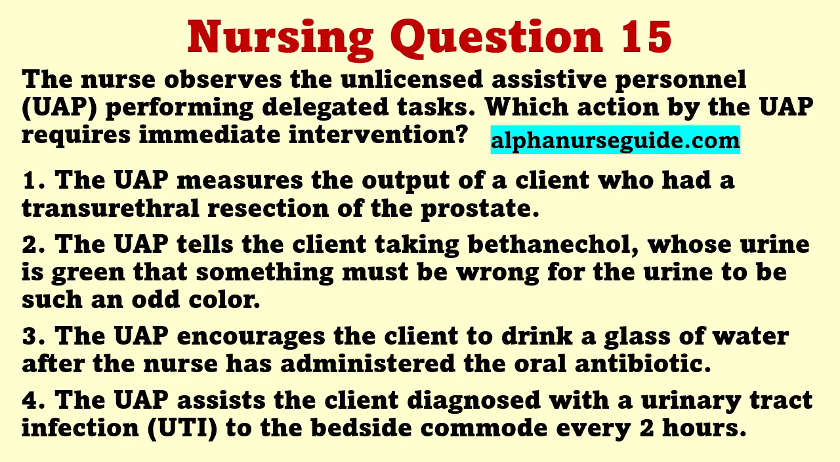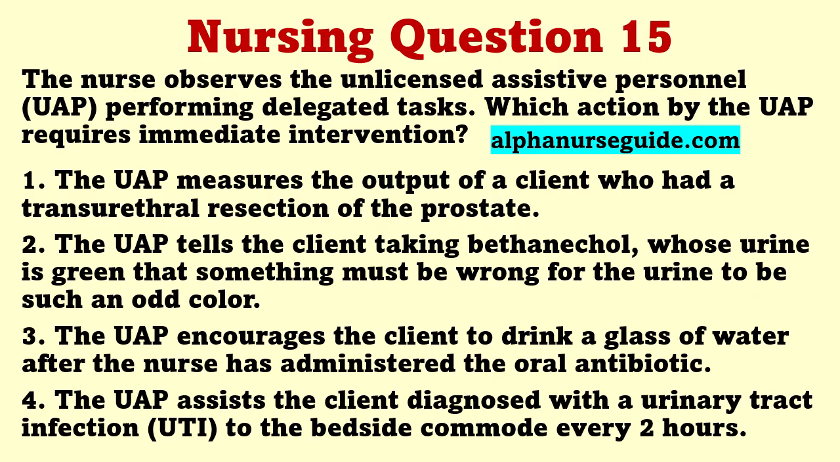The correct answer is 2. The UAP tells the client taking bethanechol, whose urine is green, that something must be wrong for the urine to be such an odd color. A green-blue color indicates the client is taking bethanechol, a urinary stimulant used for clients with a neurogenic bladder. This is an expected color, and the UAP should not indicate that something is wrong with the client.